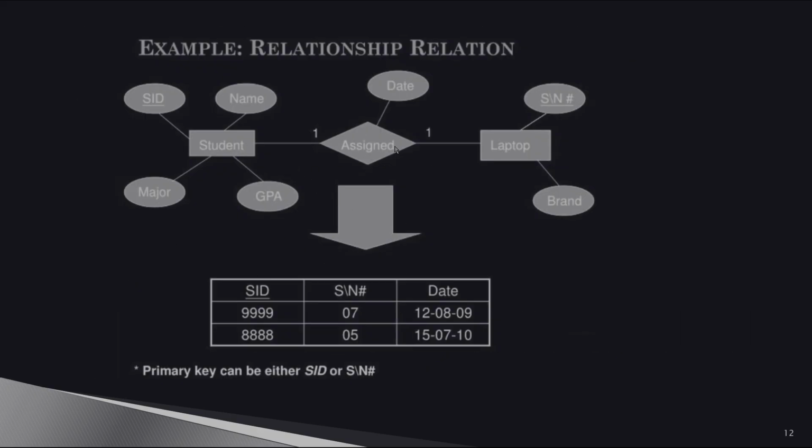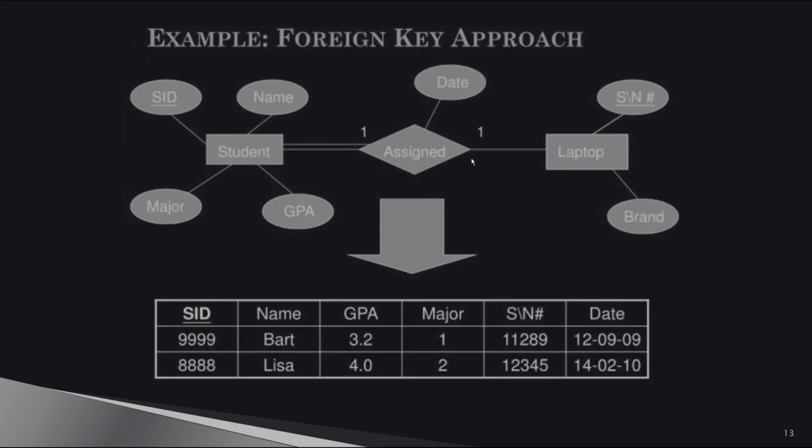So here's an example of the first approach, in which we have partial participation on both ends, and then the foreign key approach, which has one total participation and one partial participation.